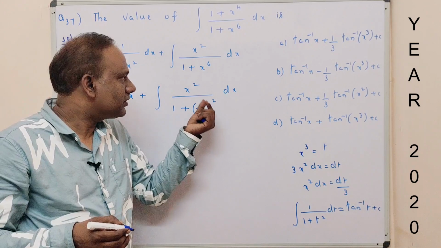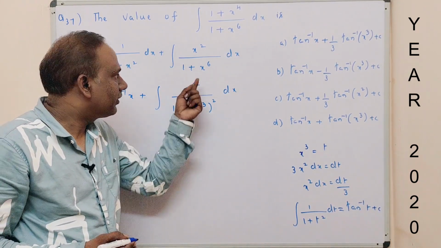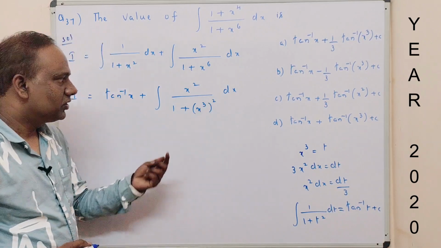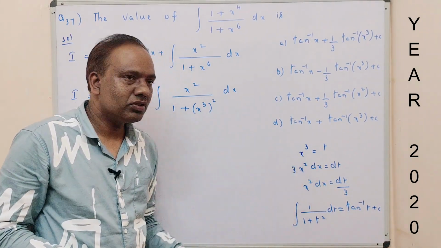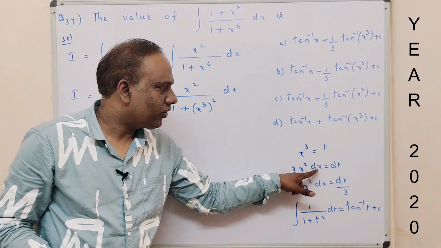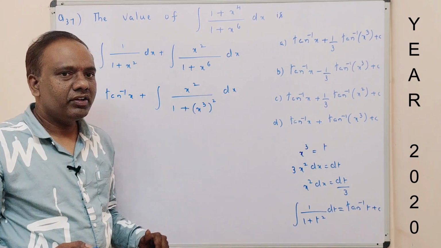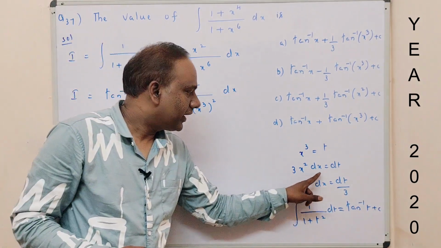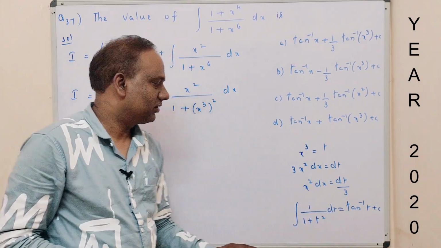If you differentiate, it becomes second degree actually. So that's why we can write x cube whole square. Here take x cube equal to t. So x cube is equal to t means 3x square dx is equal to dt. Here x square into dx is there, so x square dx is equal to dt by 3.